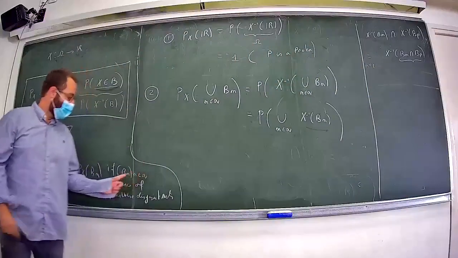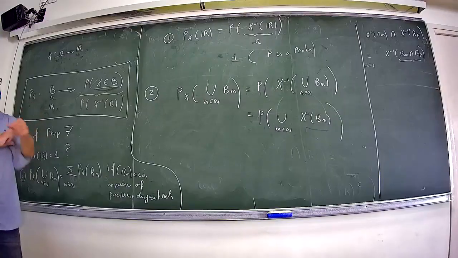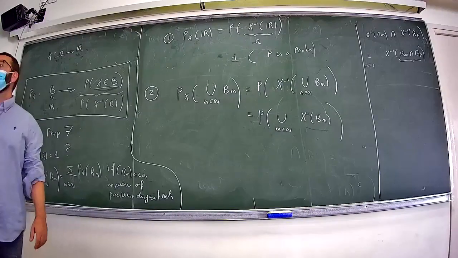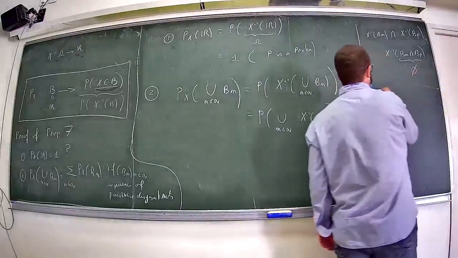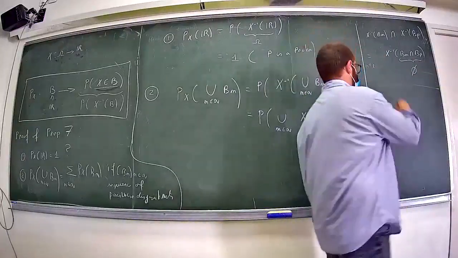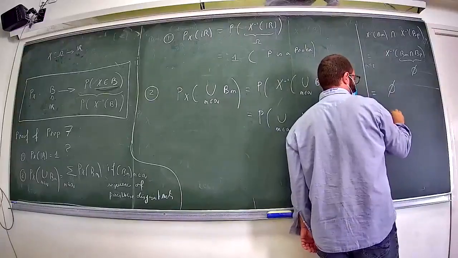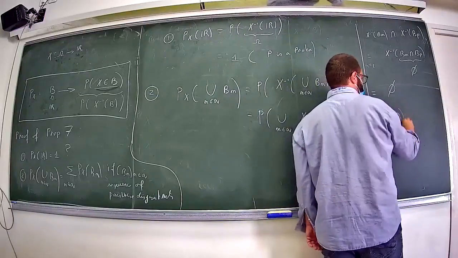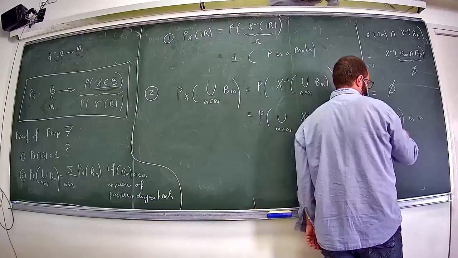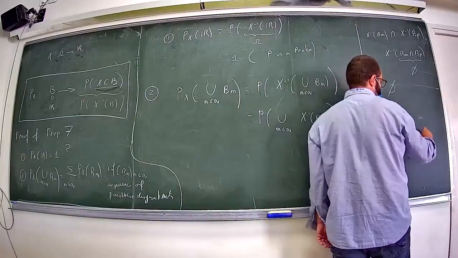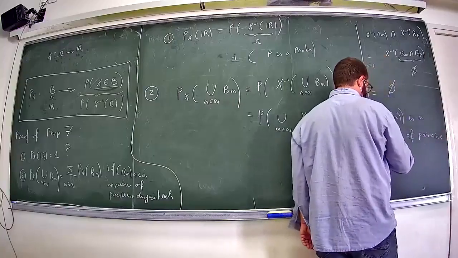Bn is a sequence of pairwise disjoint sets. So what is Bn intersected with Bp? Empty set. And what is the preimage of the empty set? Empty set. So I can say that X minus 1 of Bn is a sequence of pairwise disjoint sets.